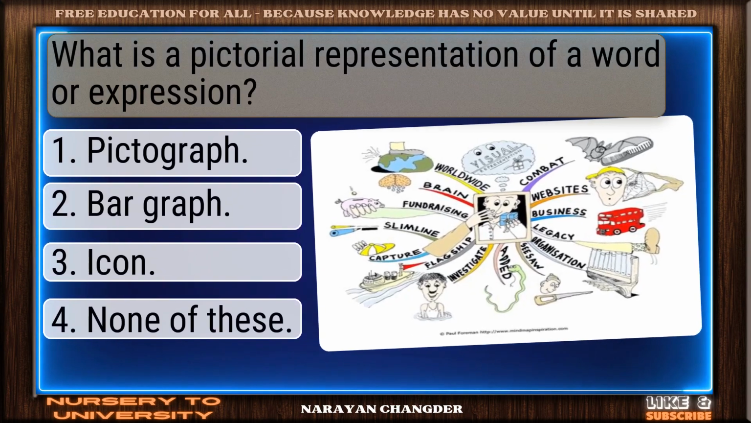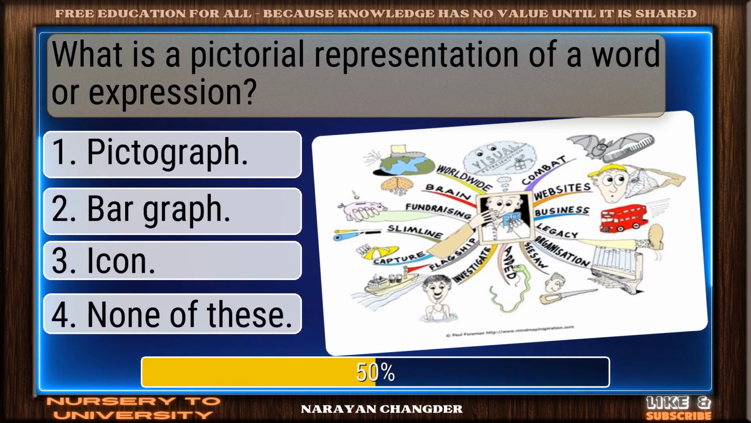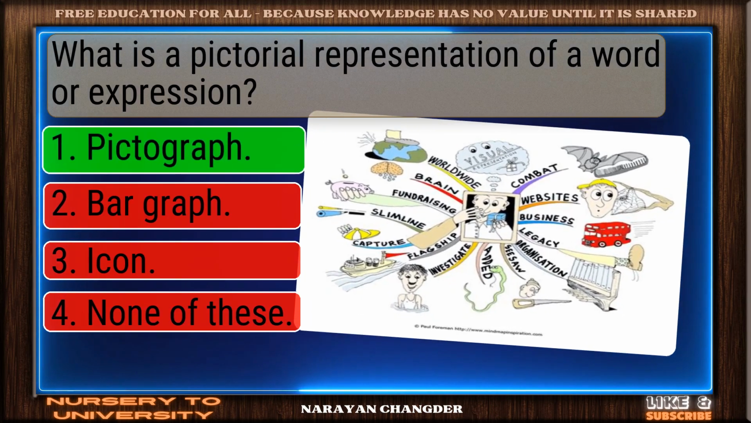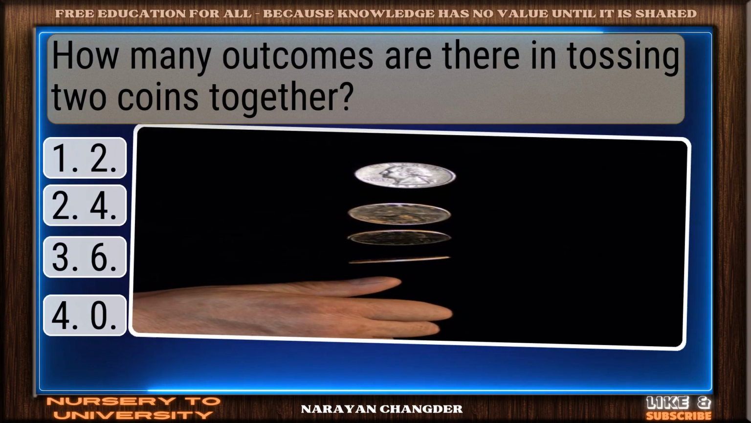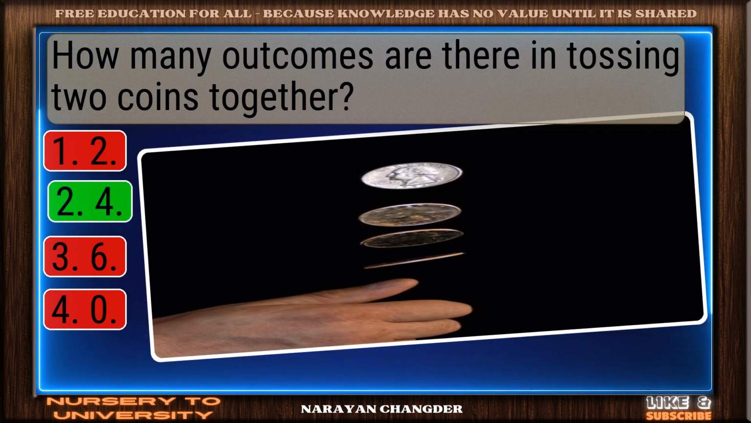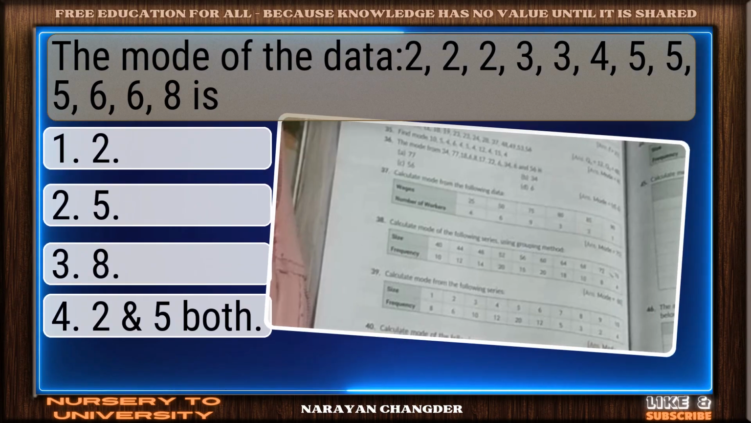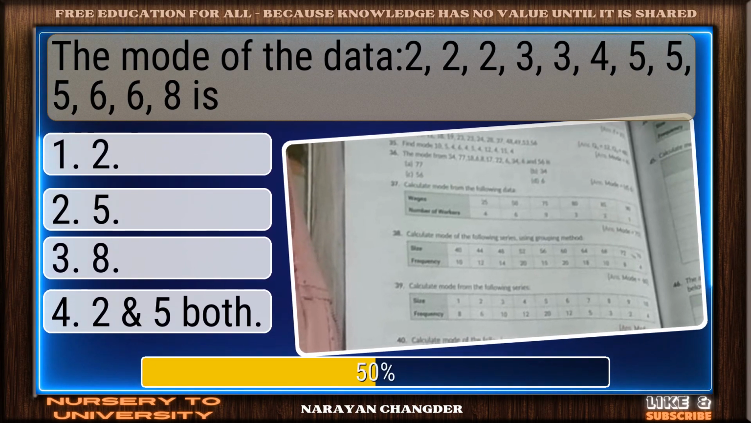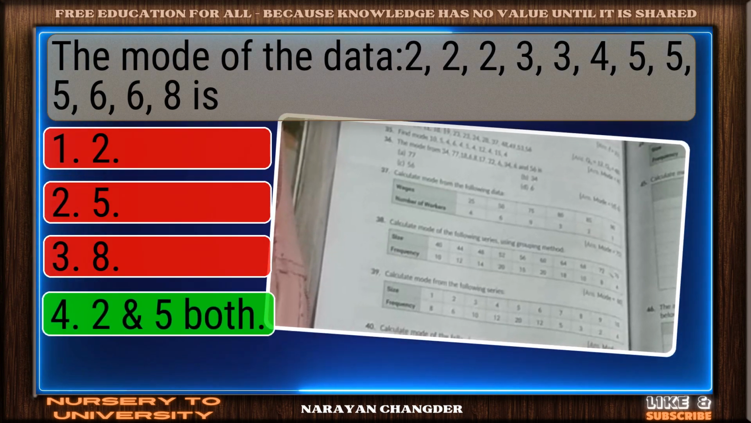Question number 122. What is a pictorial representation of a word or expression? You chose pictograph, and it is correct. Question number 123. How many outcomes are there in tossing 2 coins together? Smart pick. 4 is the correct choice. Question number 124. The mode of the data 2, 2, 2, 3, 3, 4, 5, 5, 6, 6, 8 is? Well done. 2 and 5 both is the right choice.